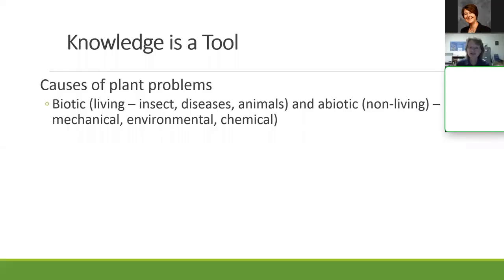The biotic causes, and these are living things, are the insects, the diseases, and animals like rodents, moles, and voles, things that may cause damage. And then there are the abiotic things that can cause plant problems, and those are the non-living things. They might be mechanical, where you leave some type of pruning tie wrapped on the plant and it girdles it, environmental, and then chemical, like pesticide drift.